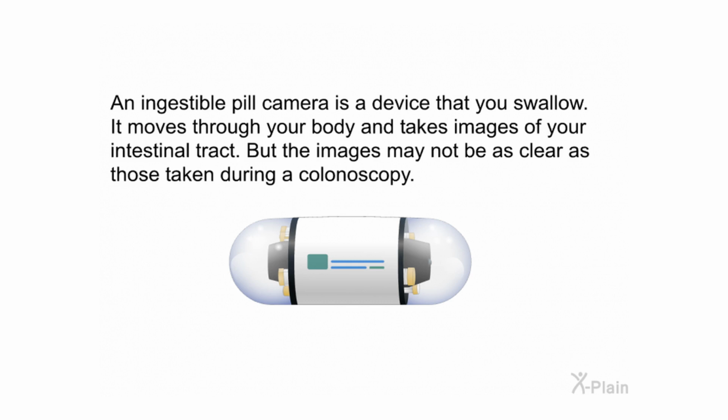An ingestible pill camera is a device that you swallow. It moves through your body and takes images of your intestinal tract, but the images may not be as clear as those taken during a colonoscopy.